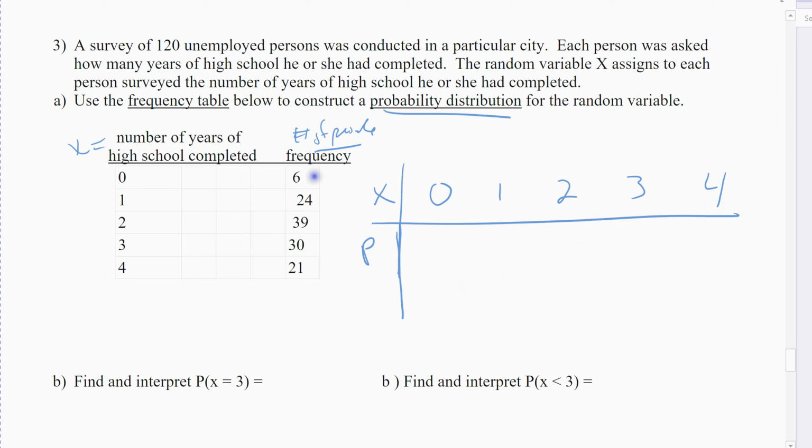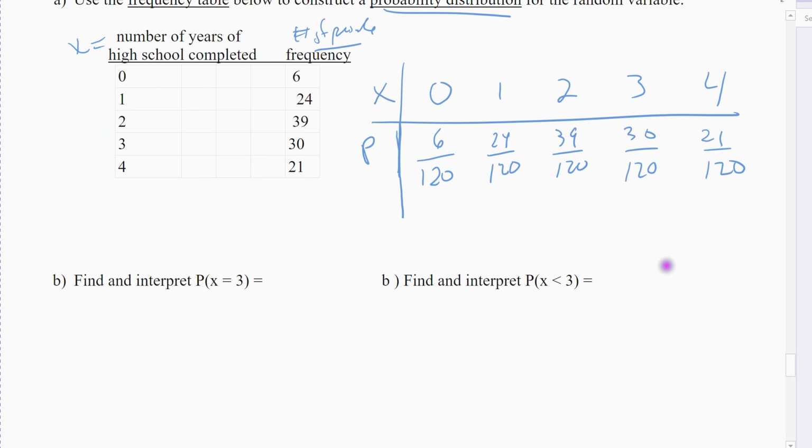The probability that they didn't complete any high school was 6 of them out of 120. 1 year of high school was 24 out of 120. 2 years of high school, 39 out of 120. 3 years of high school, 30 out of 120. And 4 years of high school, 21 out of 120. It should be all the people. If I were to add those up, it should be 120 out of 120. Alright, so with relative frequency tables, probabilities are simple. They're like relative frequency tables. It makes life a lot easier when we have them. I don't have to do any counting methods. Don't have to draw a sample space out. Alright, I've got them. And so we're just kind of practicing some new notation.